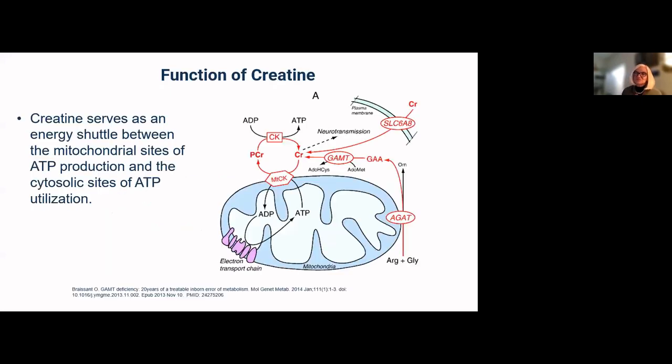Creatine serves as a shuttle between the sites in the mitochondria where ATP is produced, as you can see here, and the cytosol where ATP is utilized. Creatine is converted to phosphocreatine, and then phosphocreatine releases the phosphate to form ATP in the cytosol.